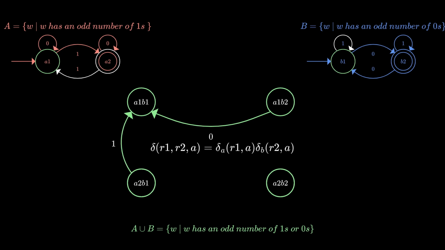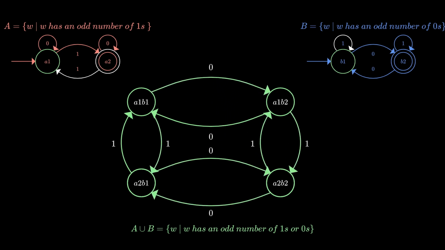To put this in a slightly more confusing manner, given two states, R1 and R2, and an input A, our new state is equal to the result of the transition function applied to the two original finite automata. We can do this for the other transitions in the machine as well. And after we've gone through this whole process of combining the transition functions, we can then mark the start state. The start state is going to be the pair that combines the start state from machine A and the start state from machine B. In this case, A1, B1.